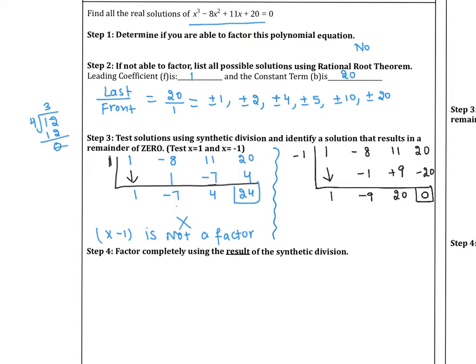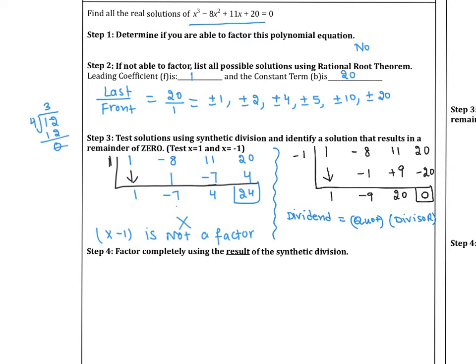This time the remainder came out 0. So the formula that I discussed in the previous examples applies: in this case, if the remainder is 0, then dividend equals quotient times divisor.